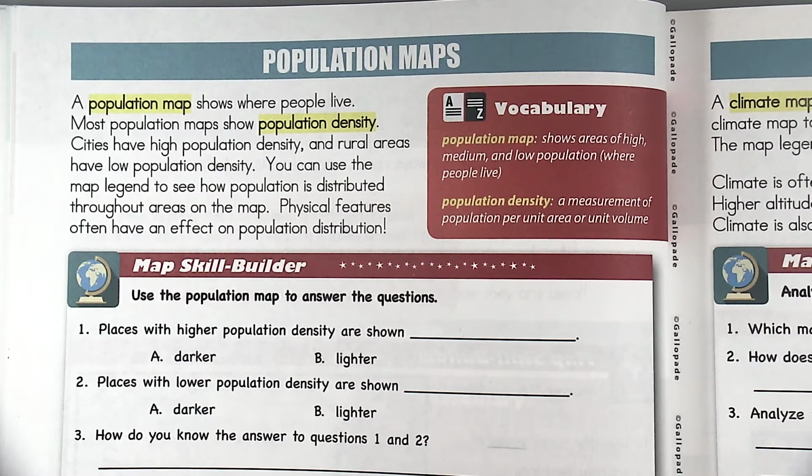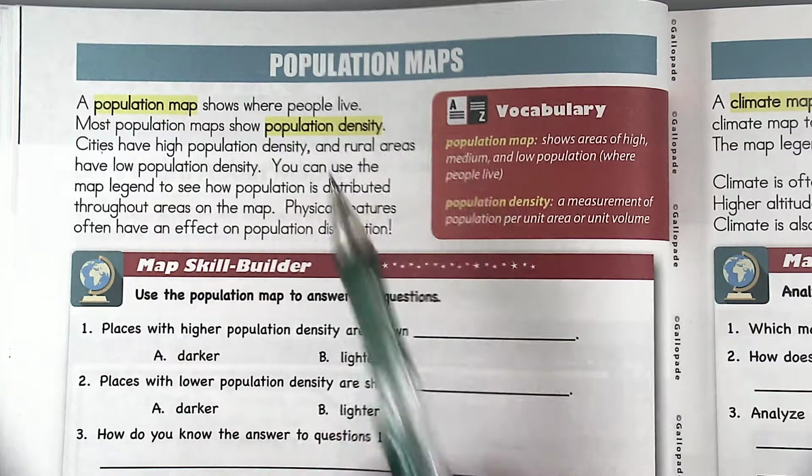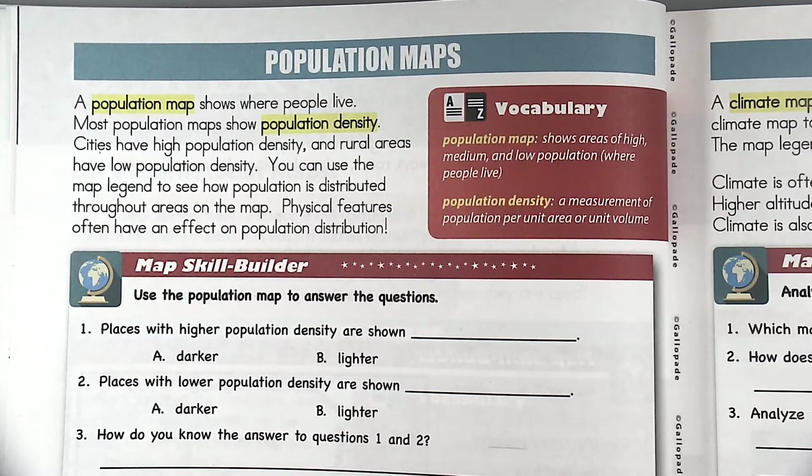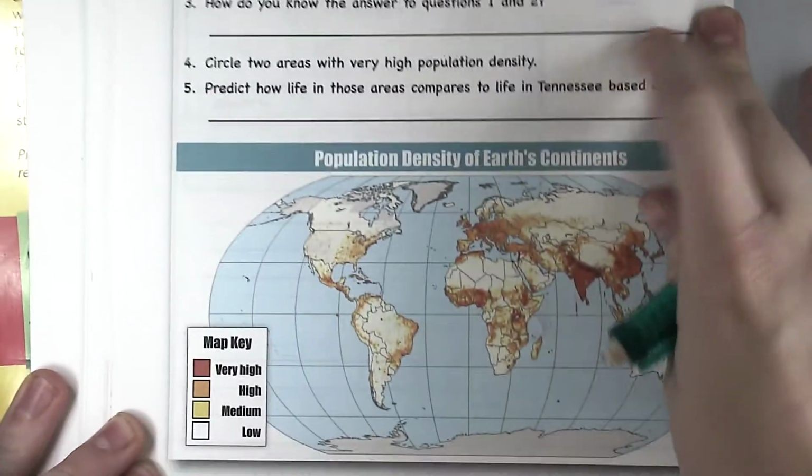Cities have high population density, and rural areas have low population density. AKA, cities have a lot of people, rural areas do not have a lot of people. You can use the map legend to see how population is distributed throughout areas on the map. Physical features often have an effect on population distribution. So, if we look at our map here, it says population density of Earth's continents.